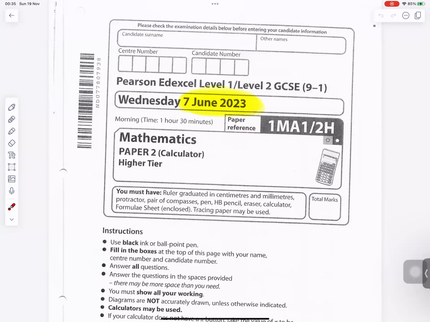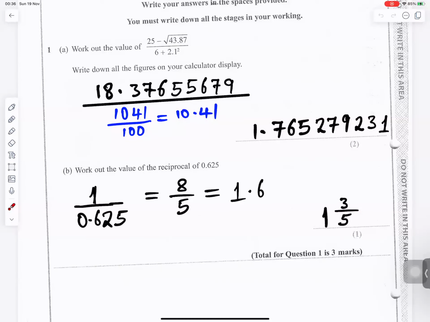2023, paper 2, calculator paper. Work out the value of 25 minus square root of 43.87 divided by 6 plus 2.1 squared.